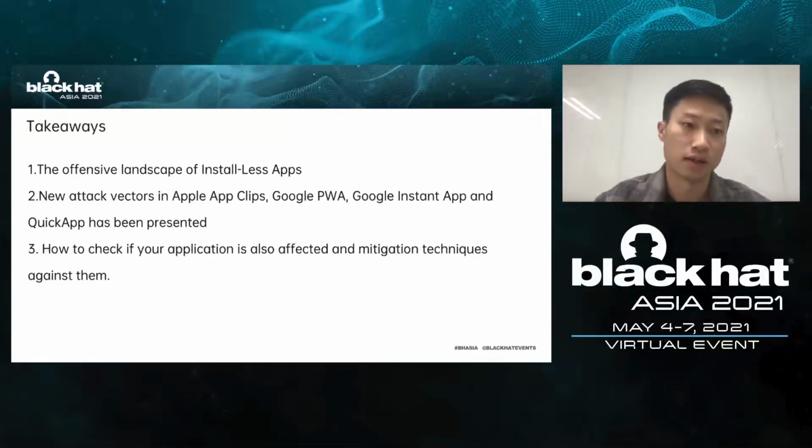And the last part is takeaways. In this talk, we provided the offensive landscape of instant apps. And we have shared some new attack vectors in Apple App Clips, Google PWA, Google Instant App, and QuickApp. And third, we shared some suggestions for developers on how to check if your application is also affected, and some mitigation techniques to defend against them.